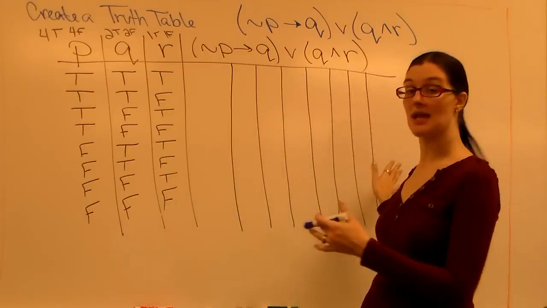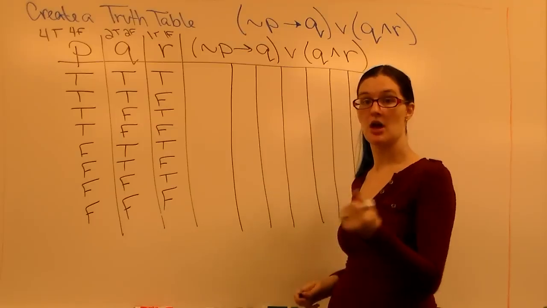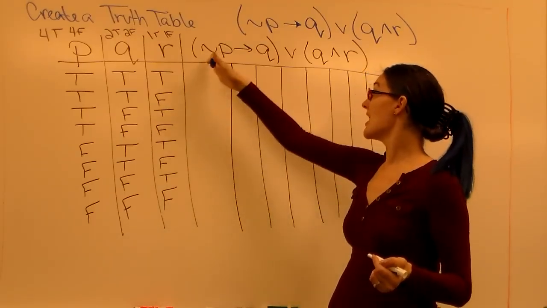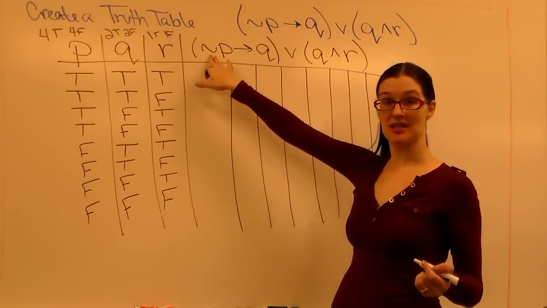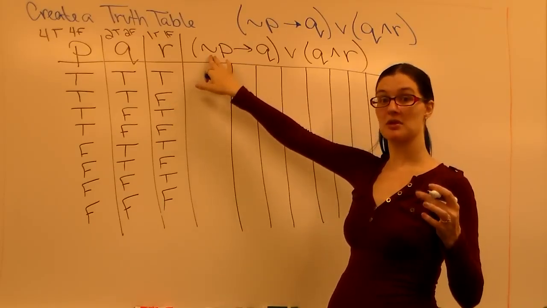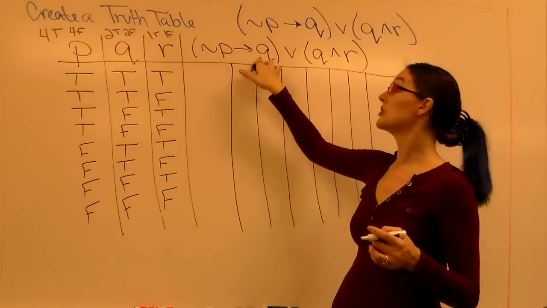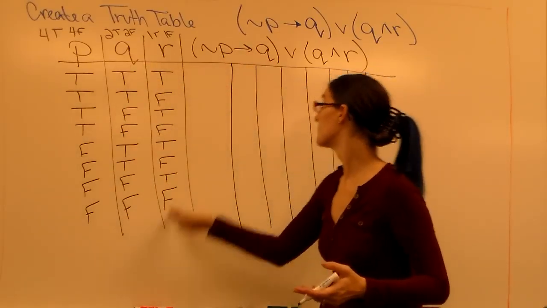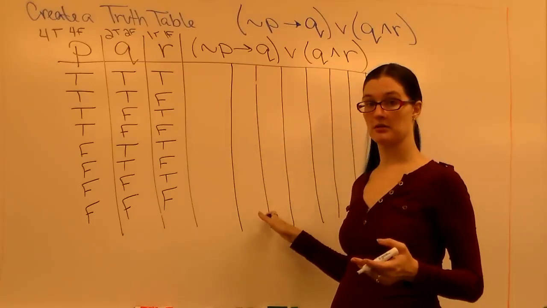The first columns I'm going to fill in are ones that I can just copy over. So not P, I've got to do a negation to that. I'm not going to do that one yet. I'm going to work easy to hard. Q, I don't have to do anything to Q. I can just take this entire column and rewrite it here.